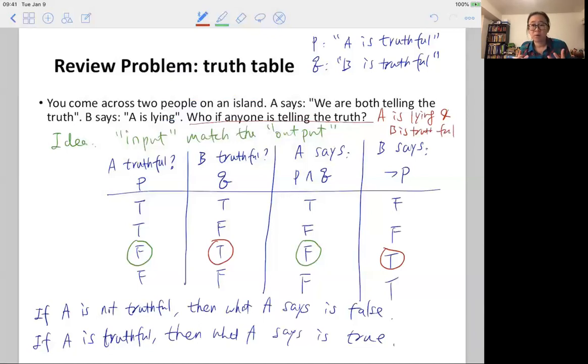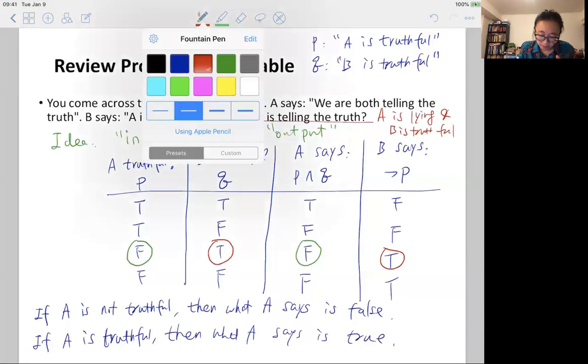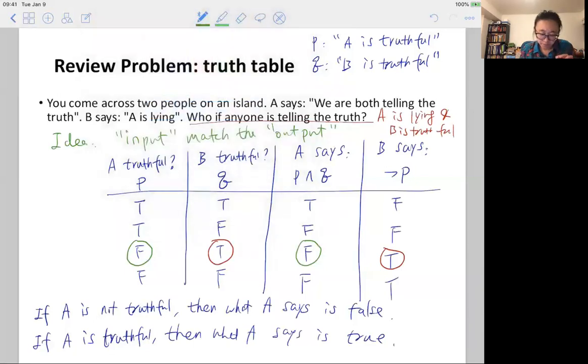Now you might ask me the question, okay, so what happened to the first row, second row, and the fourth row of this? So let's do it again. Okay, so look at the first row. When A is truthful, meaning that this column is true, then what she says has to be true. Great, they match with one another.